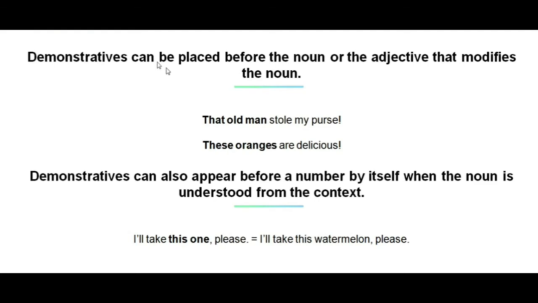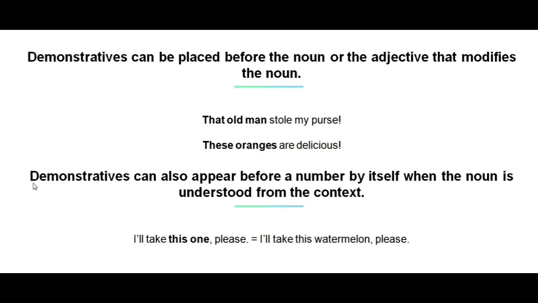Remember that demonstratives can be placed before the noun or the adjective that modifies the noun. Let's have a look at the examples below. That old man stole my purse. The demonstrative that modifies the adjective old, which modifies the noun man. These oranges are delicious. These modifies oranges.